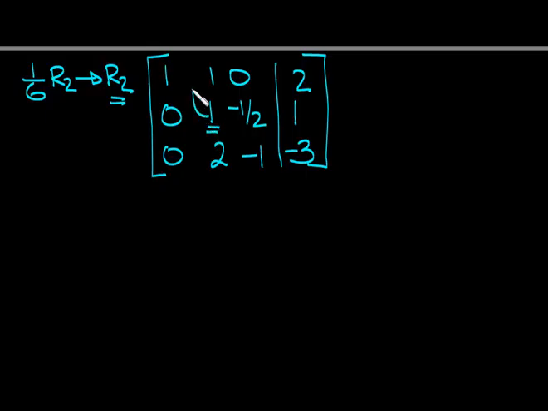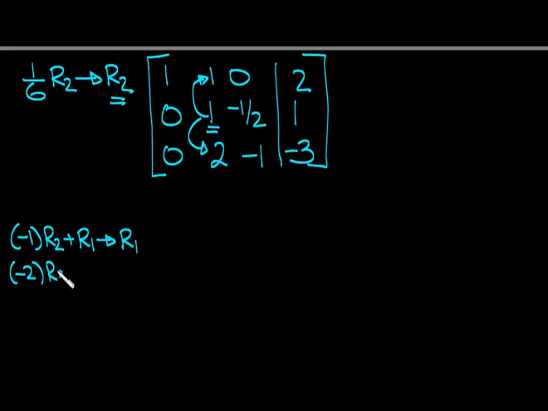Now we're going to use that 1 to make this a 0 and to make this a 0. So what should I multiply this 1 by so that when I add it to the first row, it'll be 0? It's negative 1. Negative 1 times row 2, you add that to row 1, will give us a new row 1. And then negative 2 times row 2, you add that to row 3, will give us a new row 3.